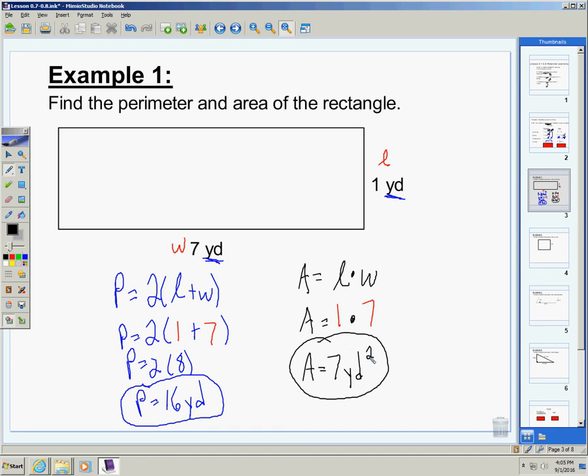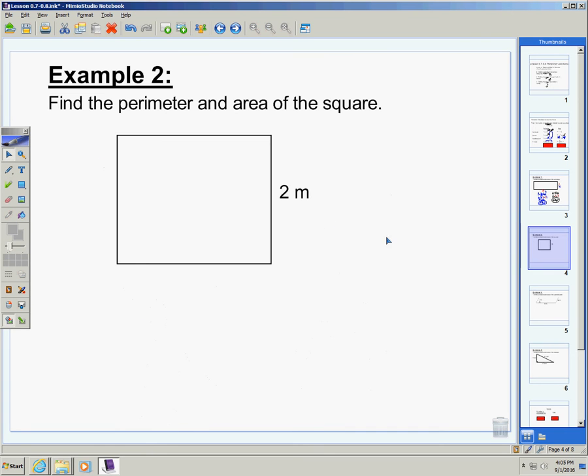Looking at our second example, find the perimeter and area of a square. Squares are super easy because we only ever have one measurement. We know the side is 2 meters. This is what our side is. So for perimeter, it's just 4 times s.